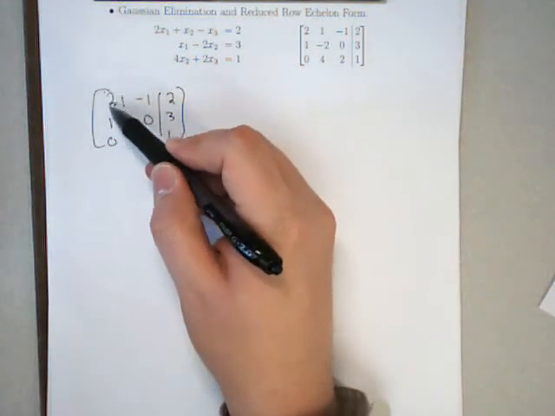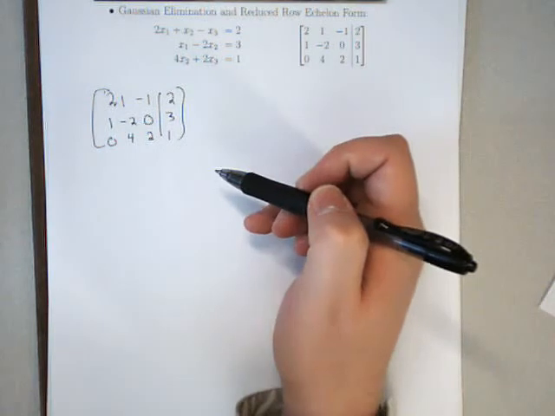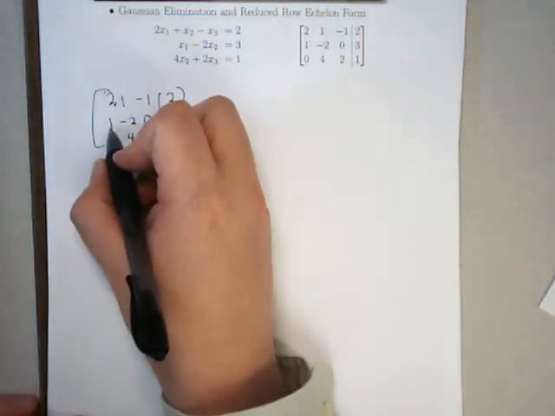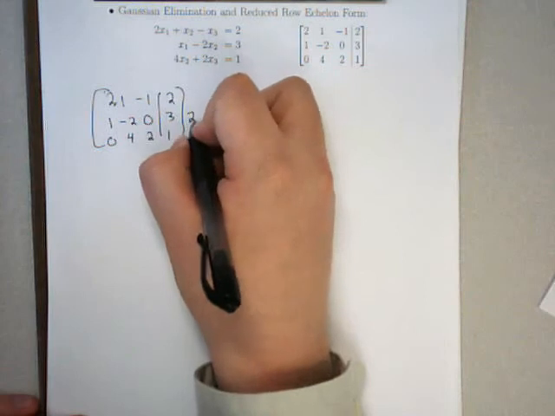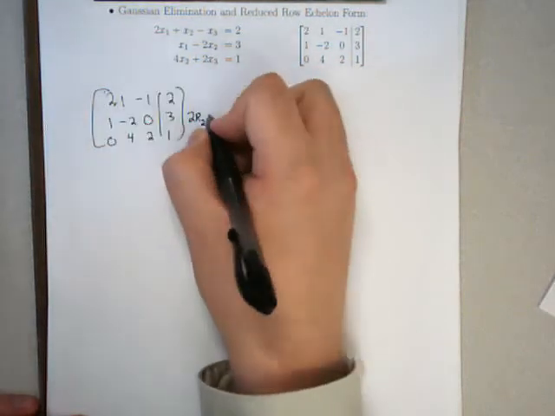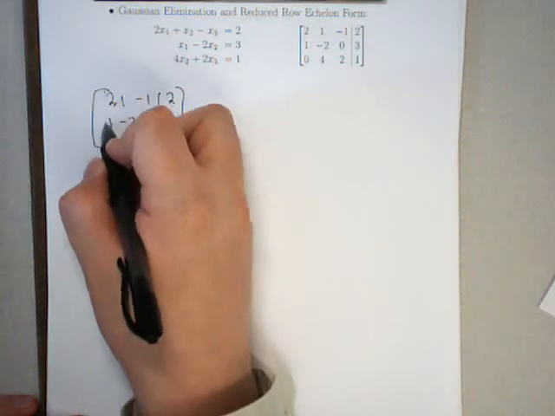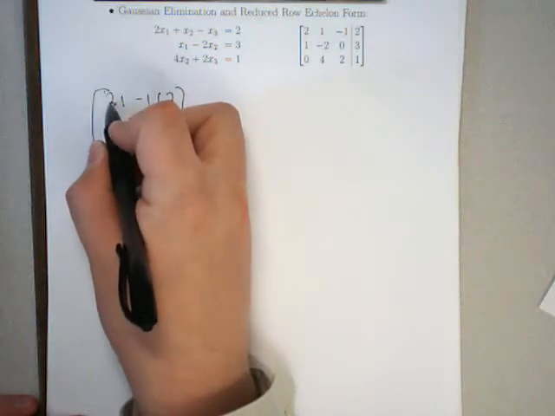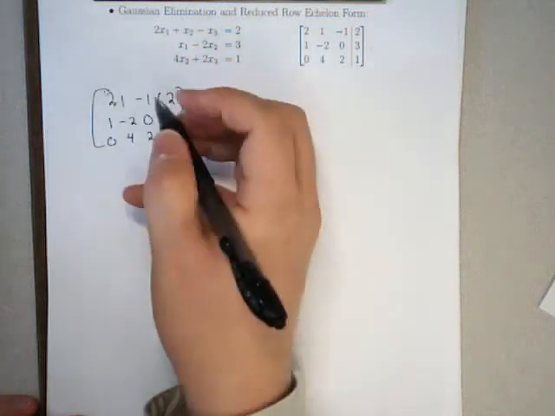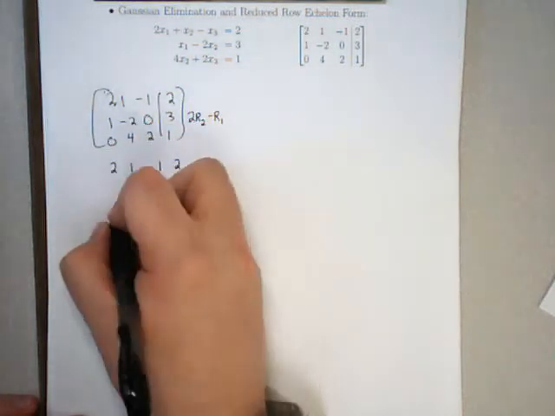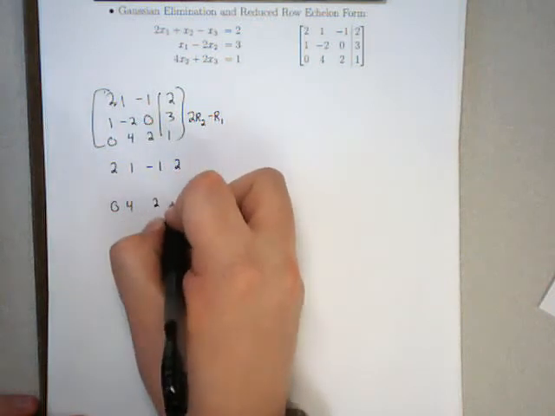We want to use the 2 here to eliminate the 1 below it. So what we're going to do is take 2 row 2's and subtract row 1. What that'll do is double this and then remove this row from it, so this will turn into a 2, 1 minus 2, and it'll put a 0 there. When we carry that process out, I'm going to leave row 1 and row 3 alone.